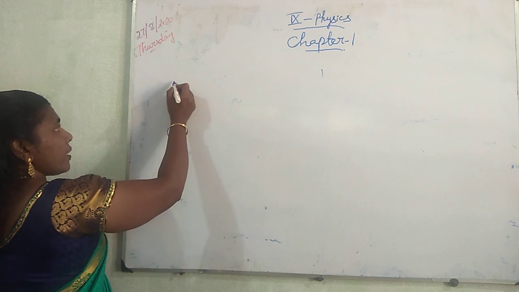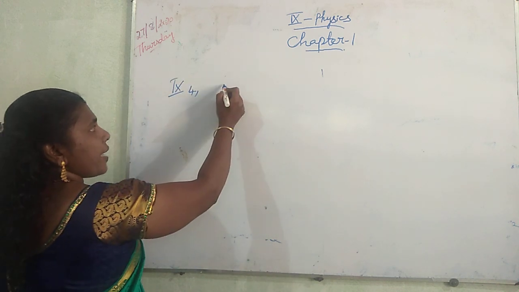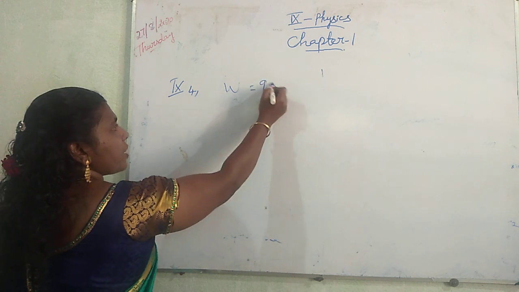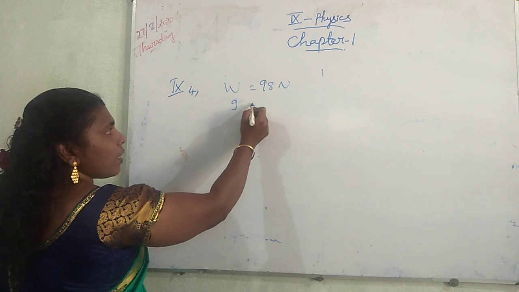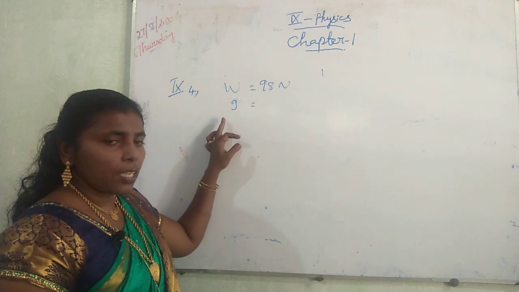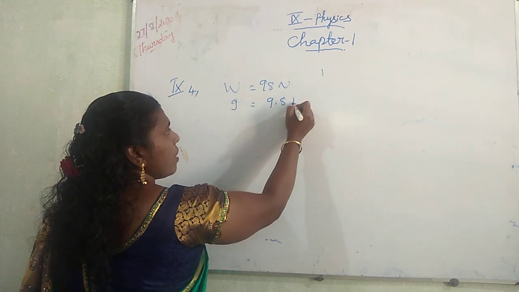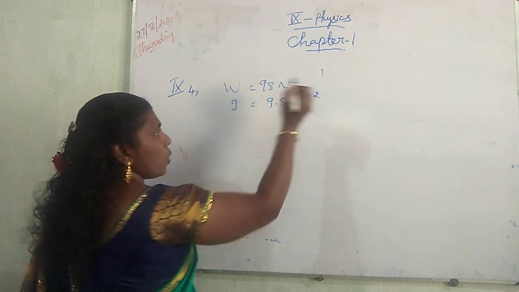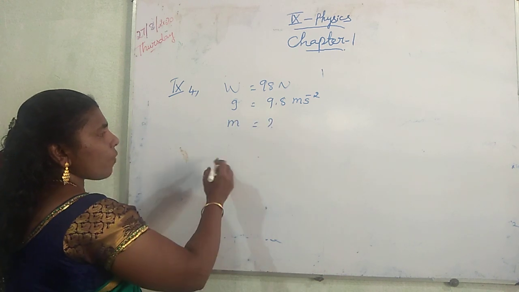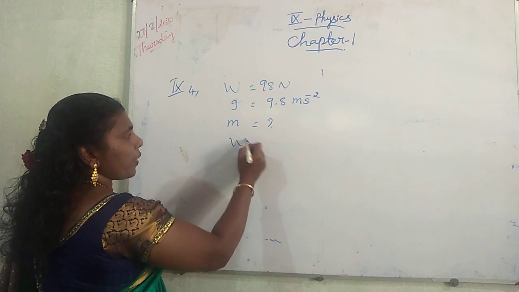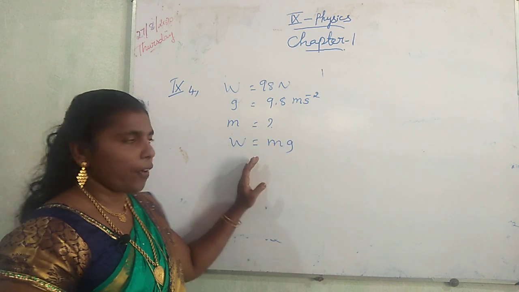Then Roman letter 9, question number 4. In the question, weight is given, W equal to 98 Newton. The value of g is not given, so we have to write the value of g as 9.8 meter second power minus 2. What we have to find is mass. What is the formula for weight? W equal to mg. By using this formula we have to find mass.